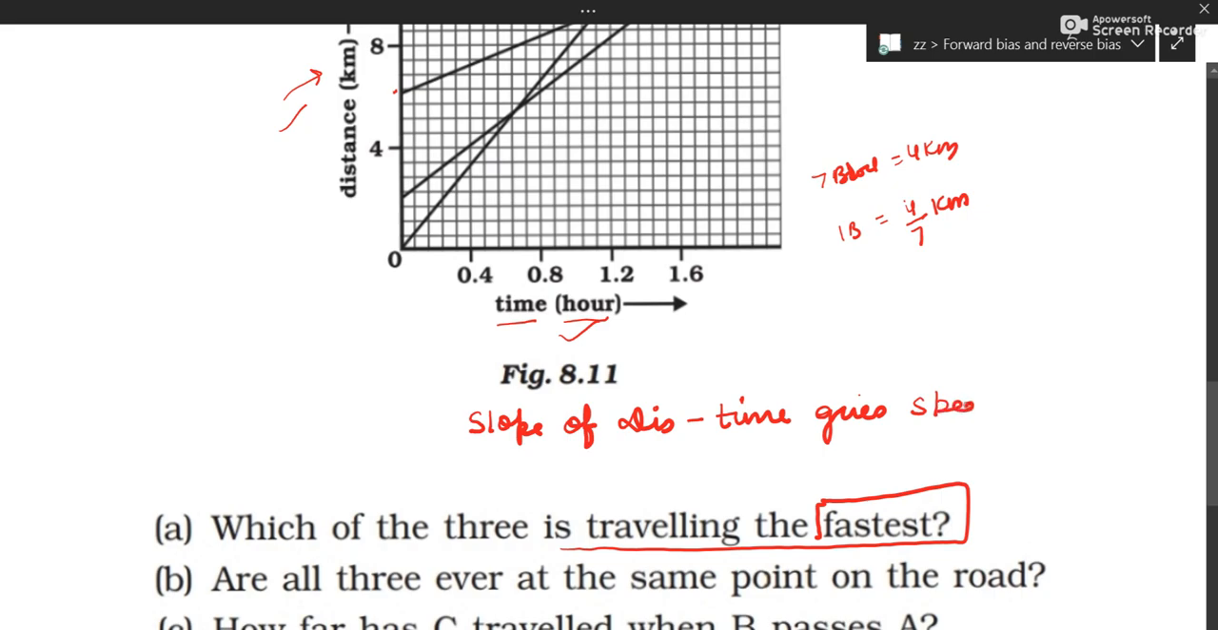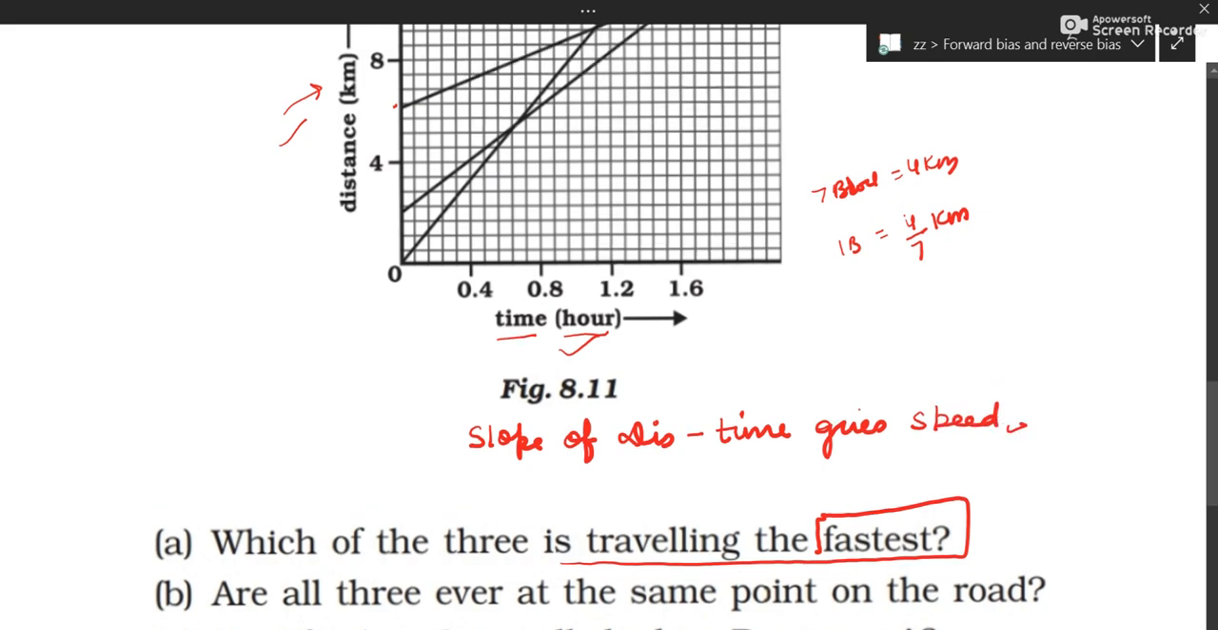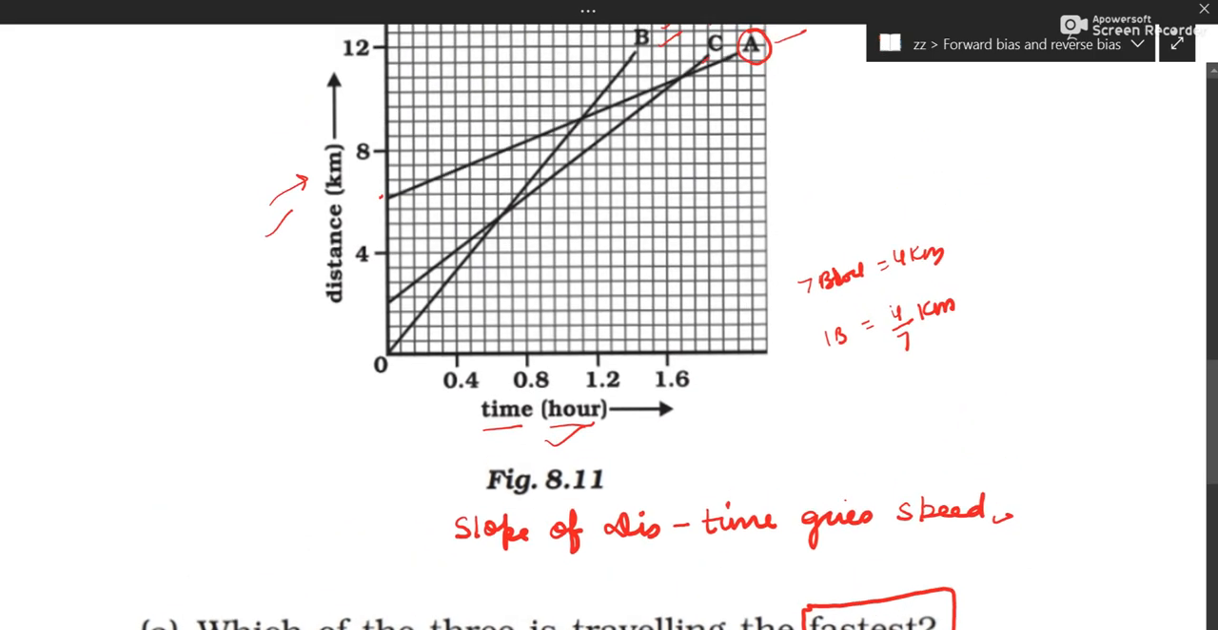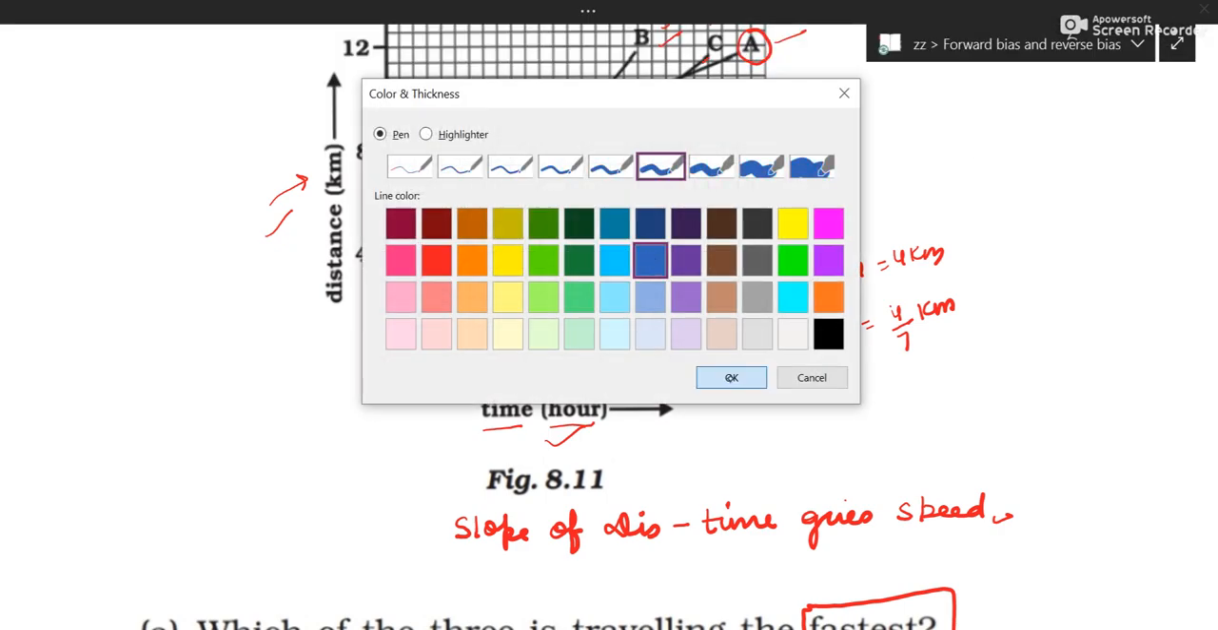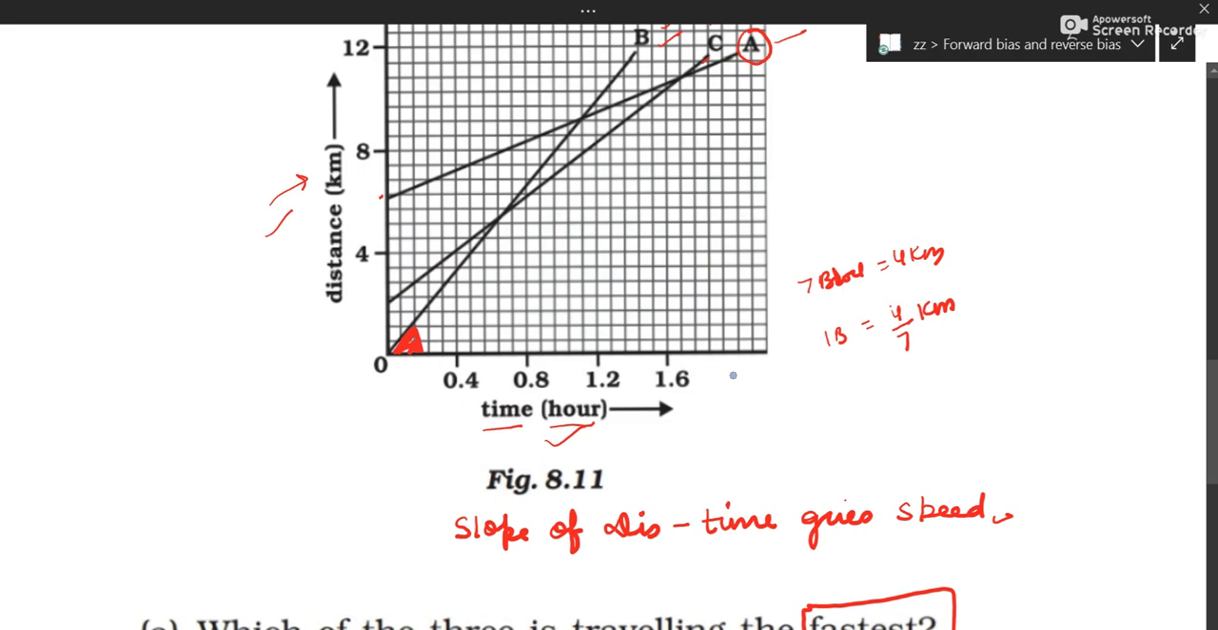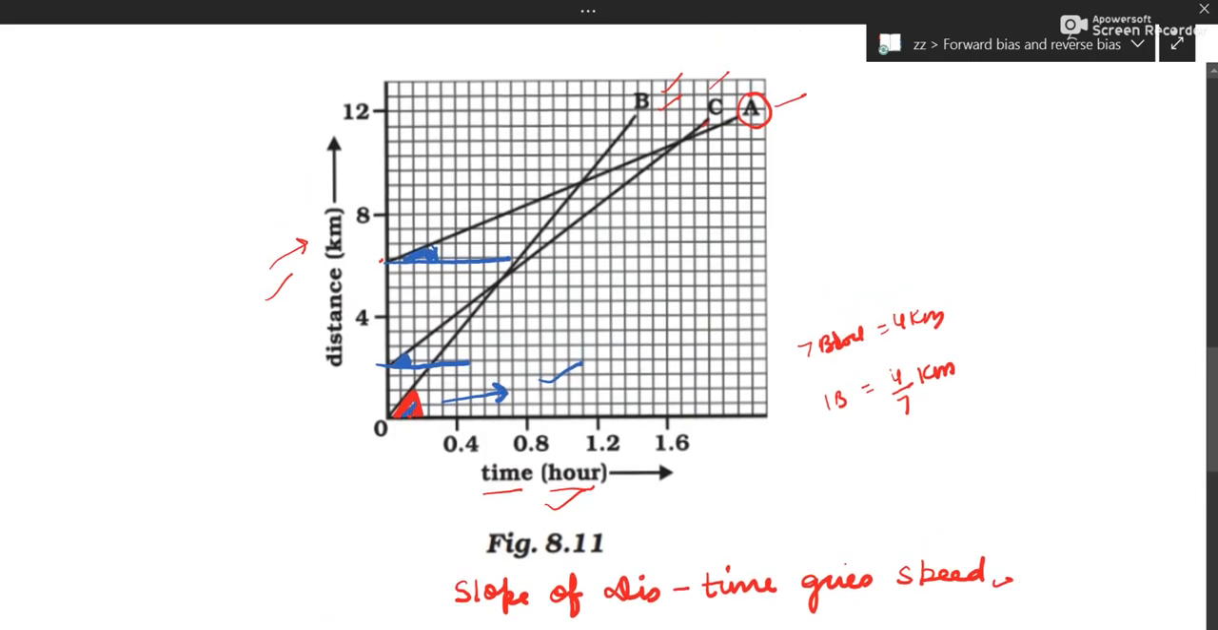So slope means the angle that it makes with the x-axis. So check that angle. For example, here the angle is this. Now similarly we can find out the slope for others. For example, this is making this much angle. And here the angle is this. So whose angle is maximum? Clearly this angle is maximum. So its slope is maximum. So its speed is maximum.